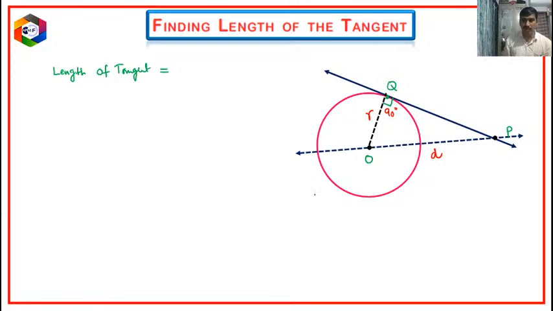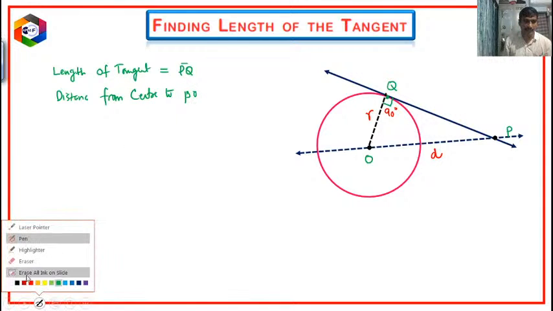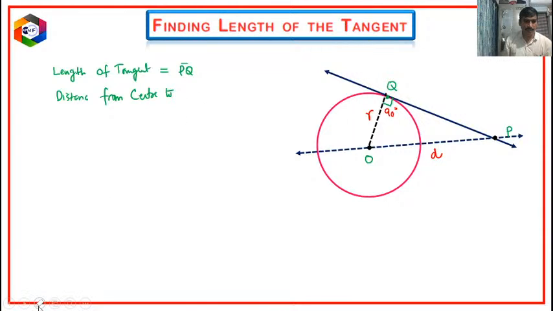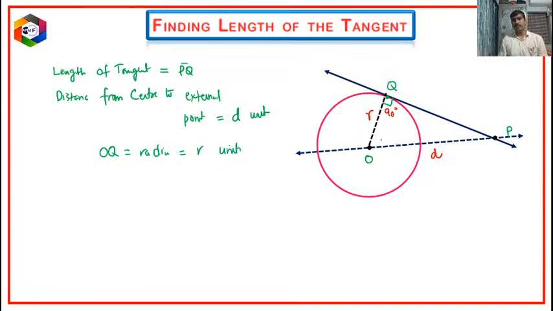ఉంది. ఆ బాహ్య బిందువు ఏమో ఇక్కడ tangent length PQ and OP is the distance from center to the outside point, or otherwise external point. We can write it as center to external point, which will be equal to d units, and OQ is equal to radius, and which is equal to r units.